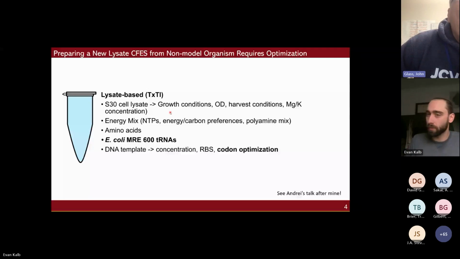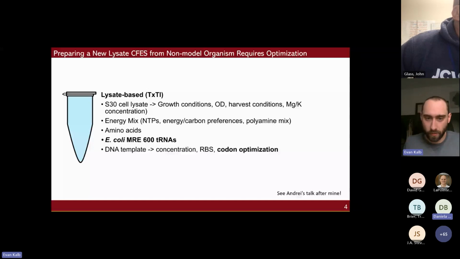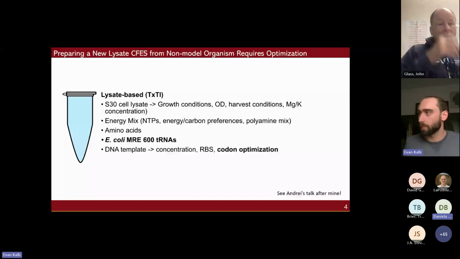Evan, we don't hear you suddenly. I don't hear you. Looks like you're muted. Evan, you're muted. How about now? Yes, much better. Okay, perfect. Repeat the last 30 seconds you said, please.